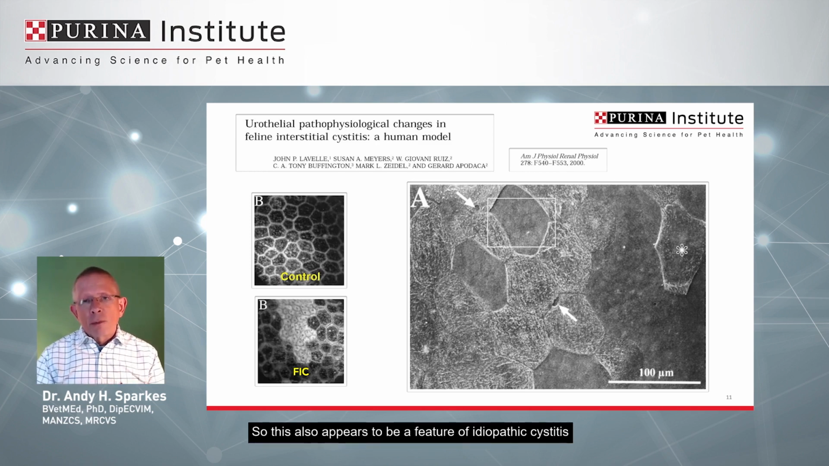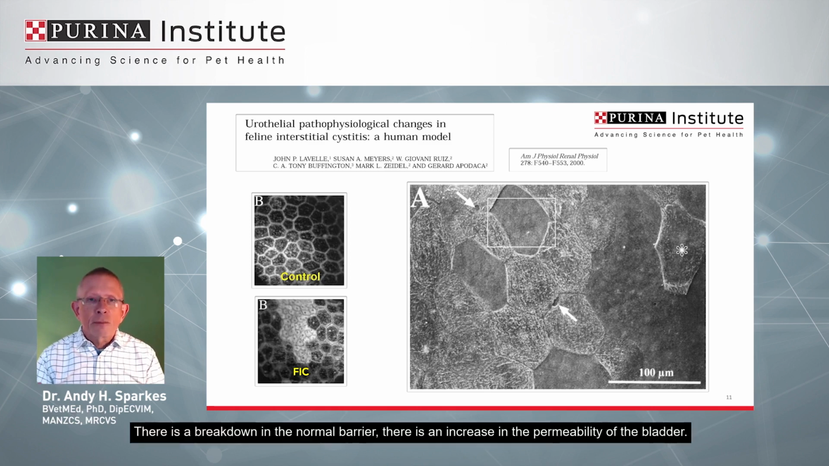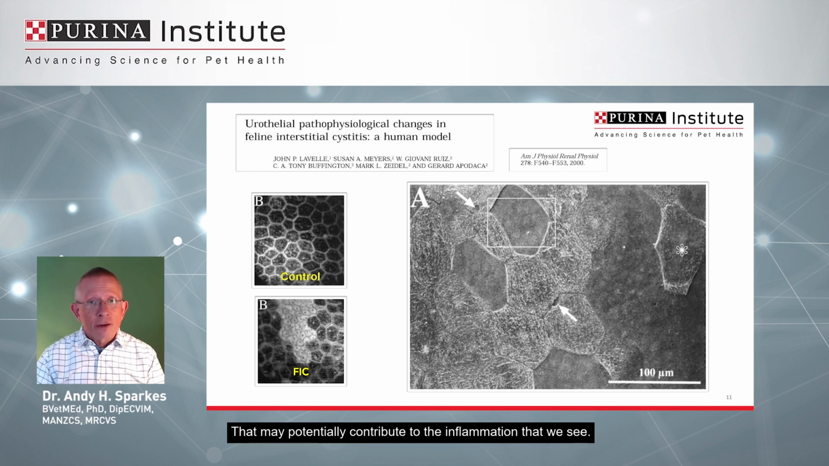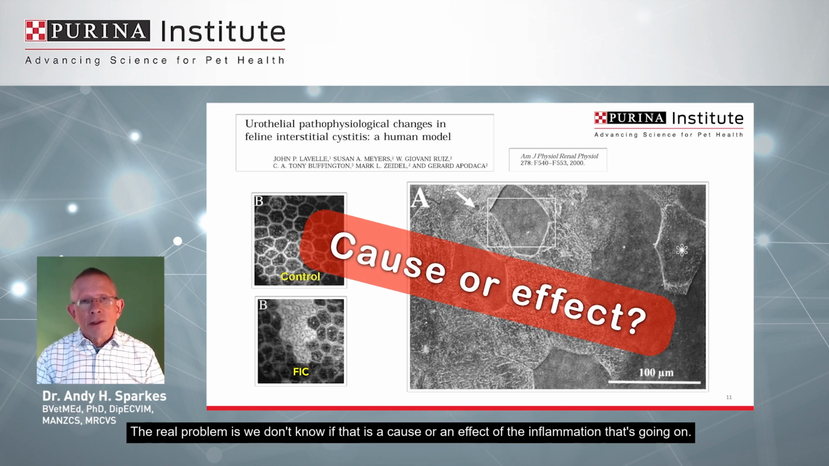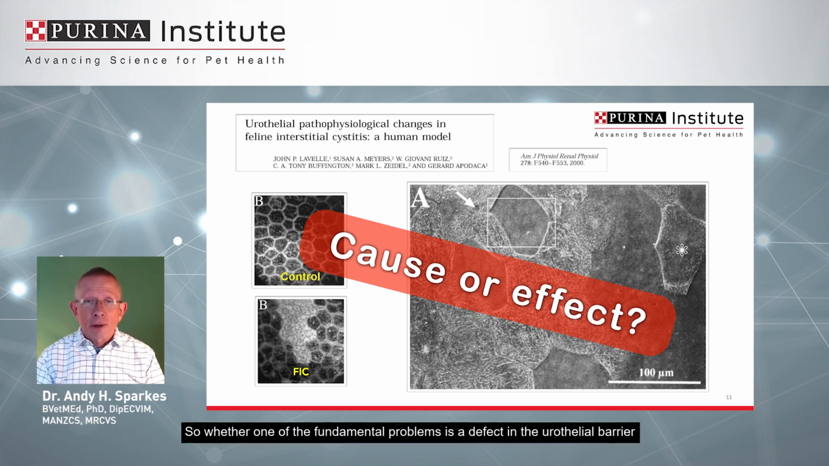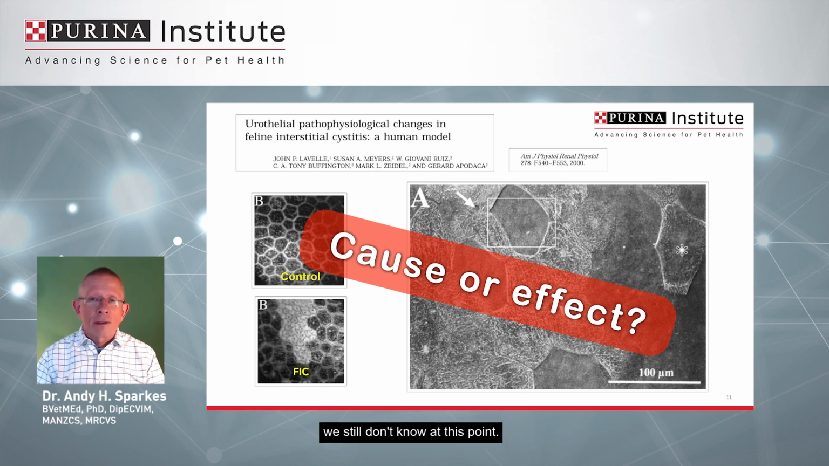So this also appears to be a feature of idiopathic cystitis, that these cats have disruption to the lining of the bladder. There is a breakdown in the normal barrier, there is an increase in the permeability of the bladder, and that may potentially contribute to the inflammation that we see. The real problem is we don't know if that is a cause or an effect of the inflammation that's going on. So whether one of the fundamental problems is a defect in the urothelial barrier, or whether there is a defect simply as a result of the inflammation that's going on, we still don't know at this point.